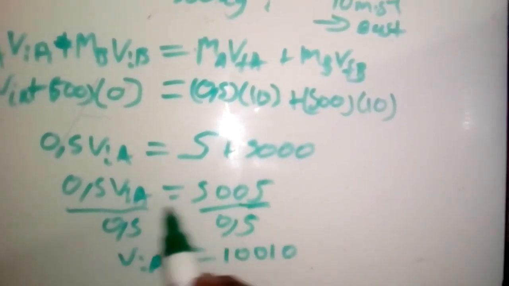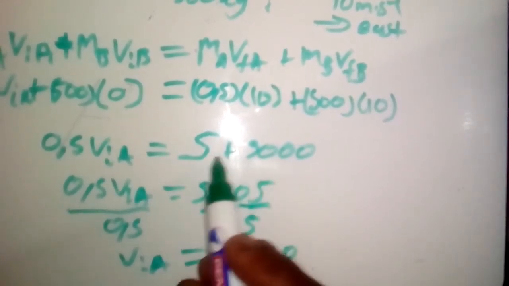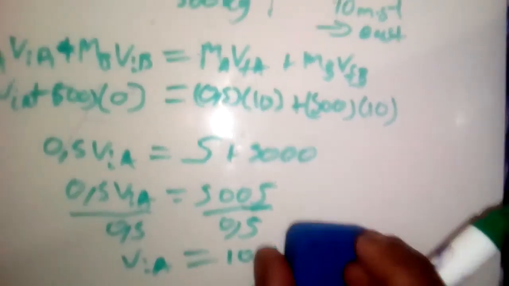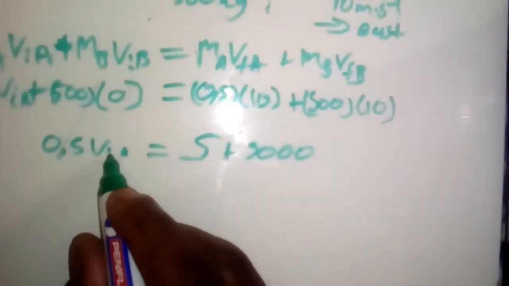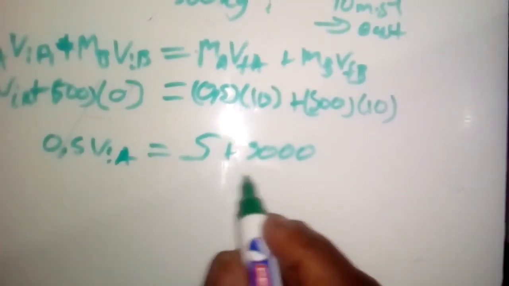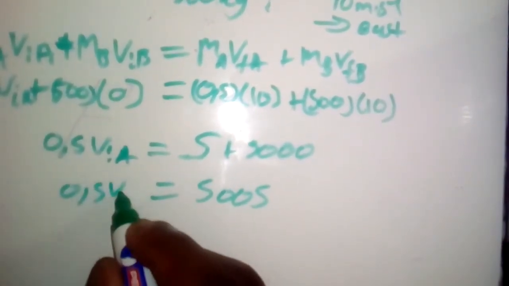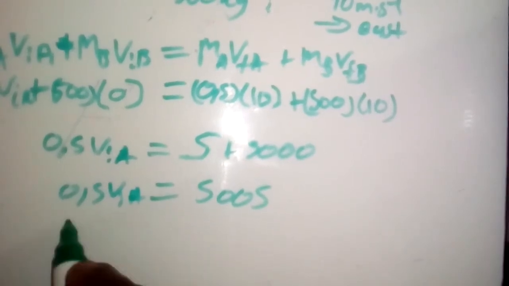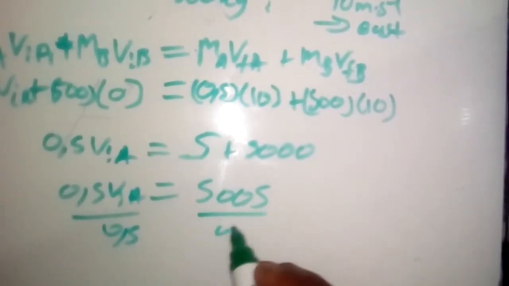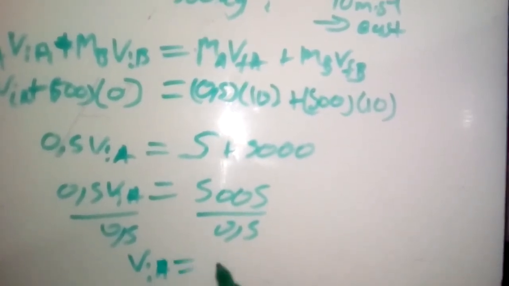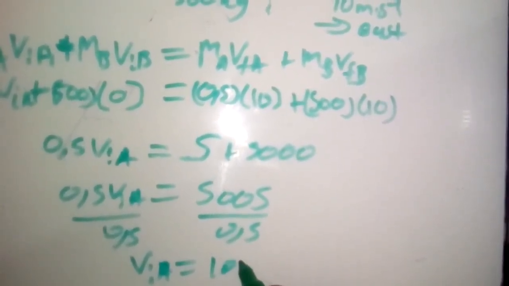All right, it happened again. This part wasn't showing. So I added this, and it gave me this part. Now I had to divide both sides. Or I can even repeat the step. From this step, what I did was add this, so it gave me 5,005. And then from here I had to divide both sides by that, and it gave me VIA equals 10,010.